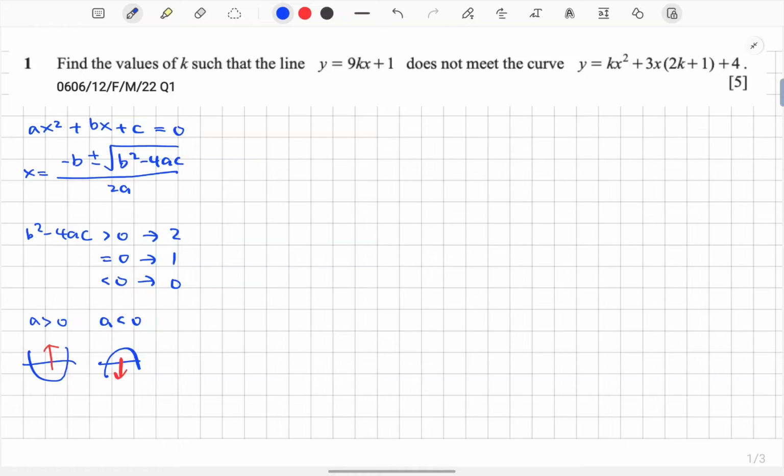Now we can start with the question. The question wants us to find the k values for which the 2 equations do not meet. Because they do not meet, this fits the third condition, that there are 0 intersections. So first we need to join the 2 equations together, because we're finding the intersection. I'll put down the second equation first.